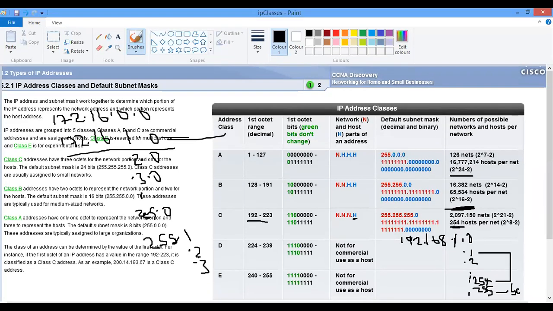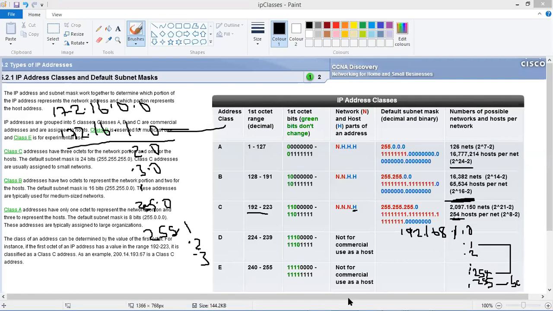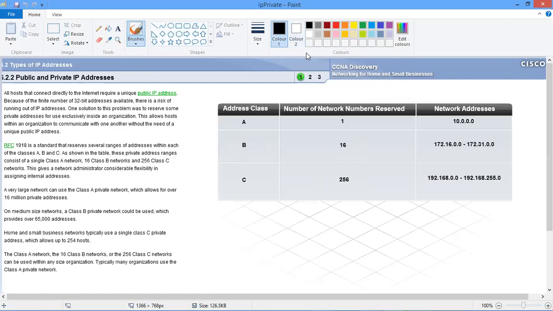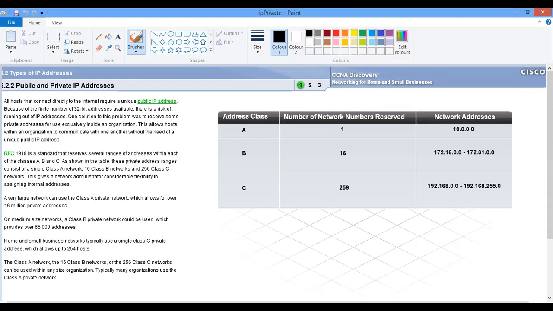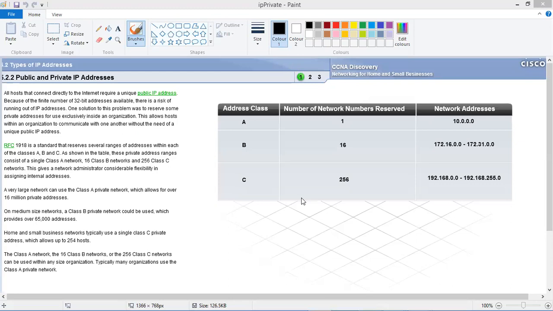Hold on. I thought I didn't bring it up. Let me just quickly do that. Look at this place. We have private IP addresses.